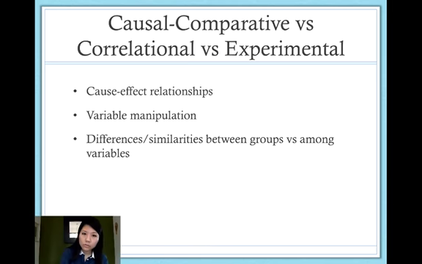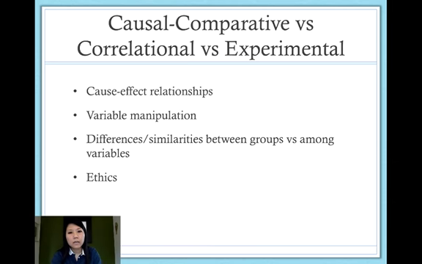With correlational studies, I'm interested in differences and similarities among variables. One variable might be undergraduate GPA, and another variable could be graduate school GPA. Those are different variables. In correlational studies, I want to know the differences and similarities between those variables, undergrad GPA and graduate GPA. Okay.